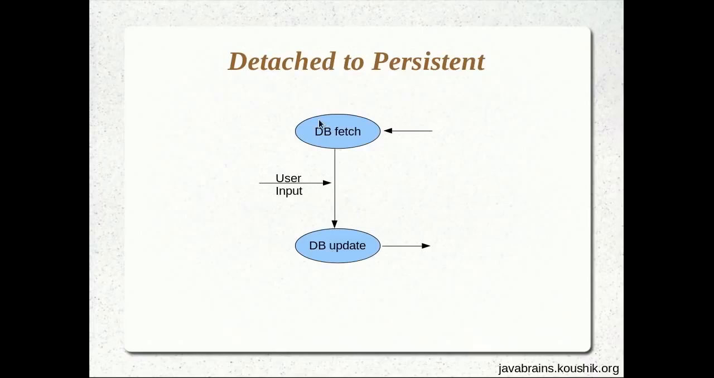Now let's take this example. I have fetched an object from the database and I have used this to, say, render a page or screen to the user. Now the user is going to look at the screen and then react to it and enter some inputs. Now what I need to do is take the user inputs and then update the record back to the database.